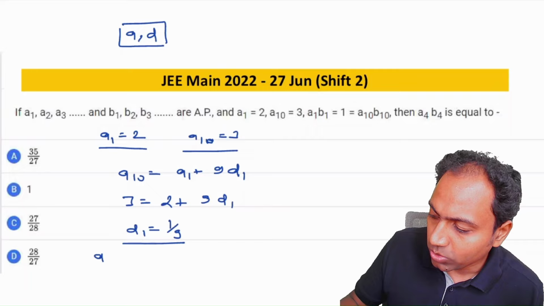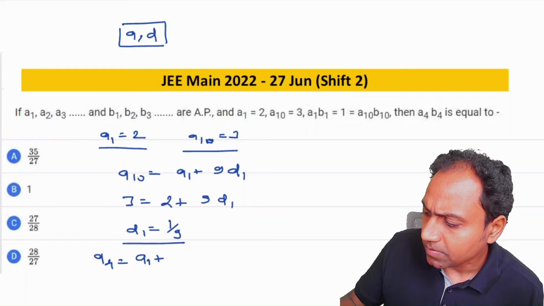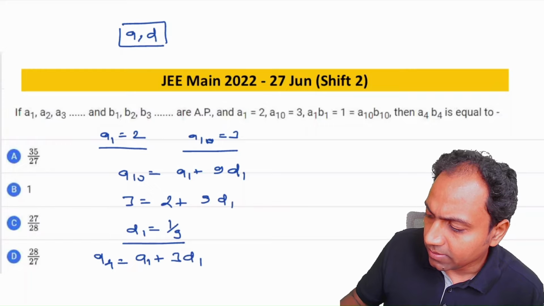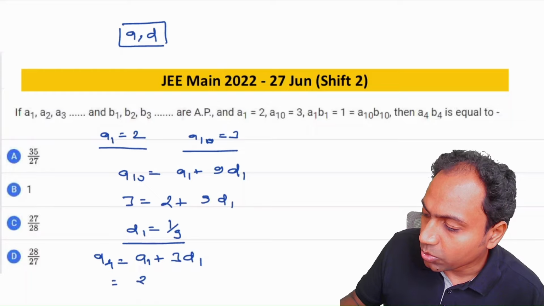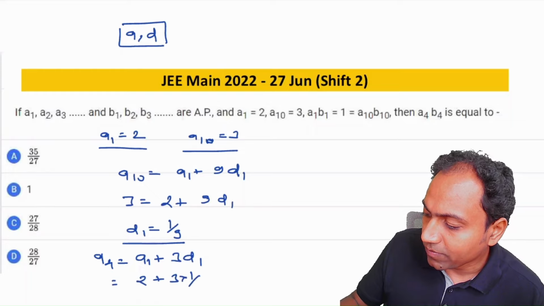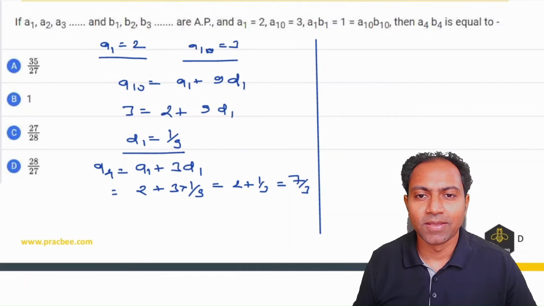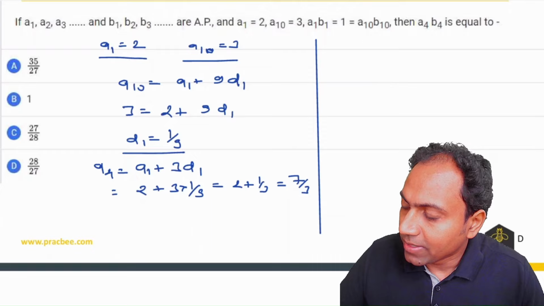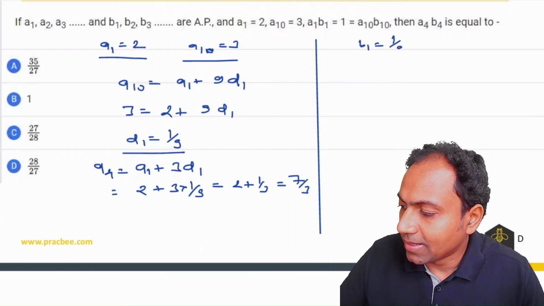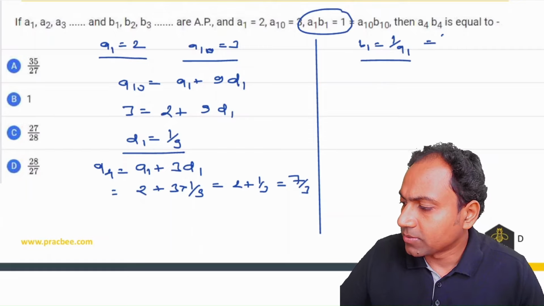Now since you have both the values, we can find A4, that is nothing but A1 plus 3D1. Since your A1 is given as nothing but 2 and D1 we figured out to be 1 by 9, this becomes 2 plus 1 by 3 or nothing but 7 by 3. So now in this second part, looking into the second AP, we can find the value of B1, as it is given as nothing but 1 by A1 from this relationship. So it becomes nothing but 1 by 2.